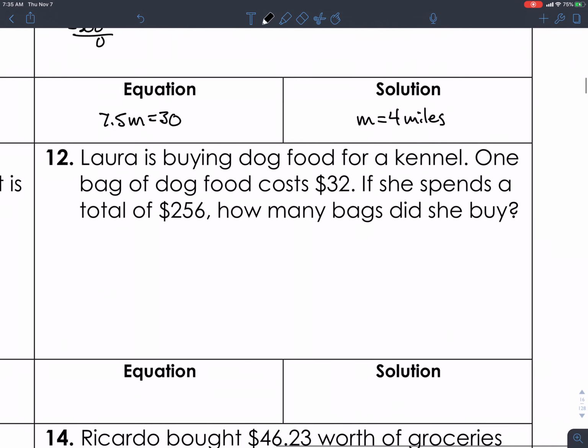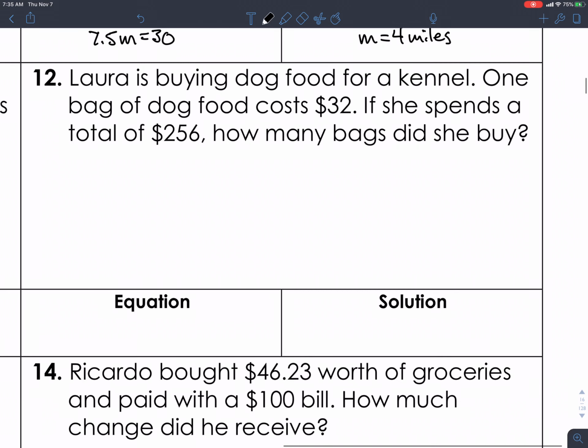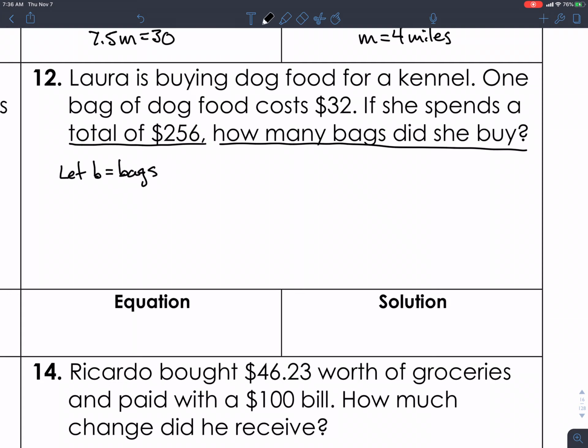Laura is buying dog food for a kennel. One bag of dog food costs $32. If she spends a total of $256, how many bags does she buy? This was an easy one because they even say what's the total. How many bags of dog food did she buy? Okay, that's given us a bunch of information just in that one spot. So we're going to use B. We're looking for how many bags she bought. So let's say let B equal bags.